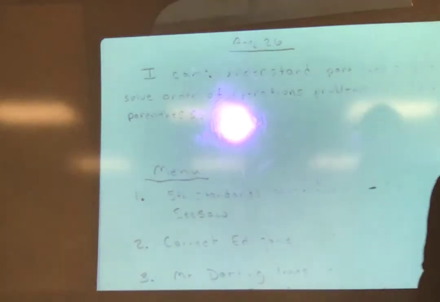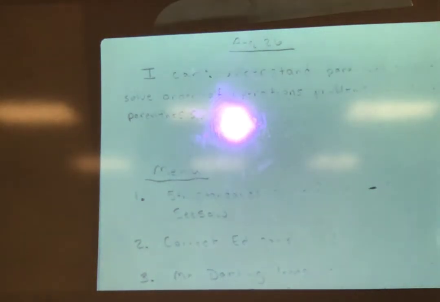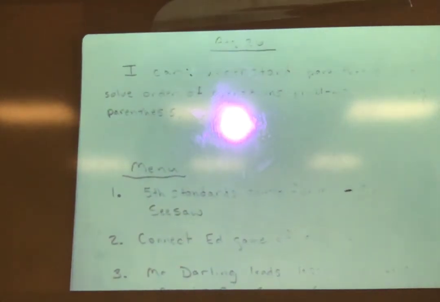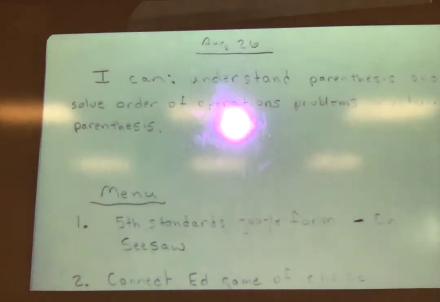All right, guys, ready to start our new lesson here. And we're always going to try and start out with this I can statement. All right, so kind of hard to read up there right now. Maybe I'll shut this window. That'll help a little bit. But here we go.